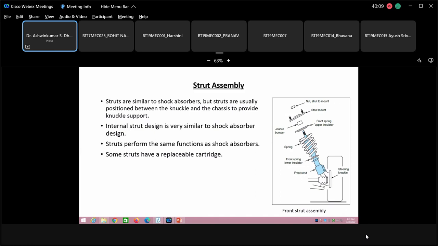Struts are usually positioned between the knuckle and the chassis to provide knuckle support. Internal strut design is very similar to shock absorber design. The strut performs the same function as the shock absorber. Please note that. That means the strut assembly itself is acting as the shock absorber.